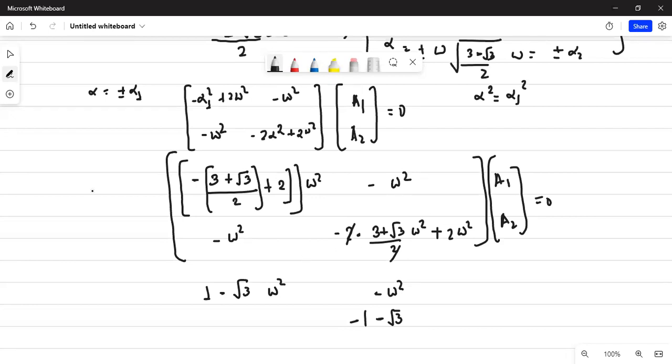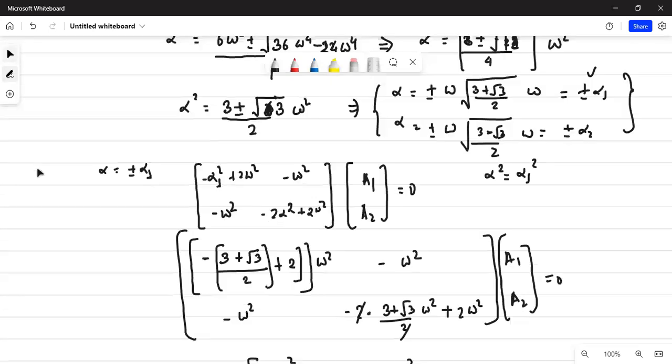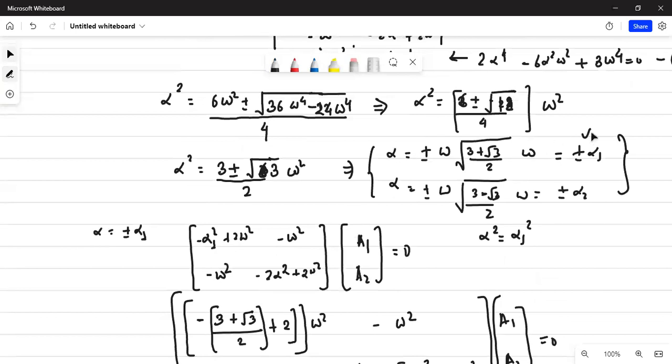So if I'm replacing alpha 1 square, let's see again, something was done wrong and I didn't find it. So what will alpha 1 square be? Let us see. I'm writing it here. Alpha 1 square would be simply 3 plus root 3 upon 2 omega square, right? This is what alpha square would be.